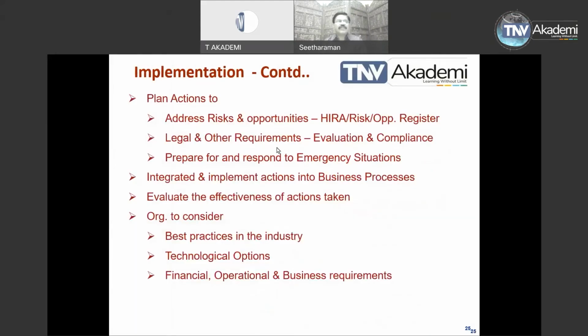Now implementation. We have to plan actions, whatever risk we identified, actions to address the risks and opportunities coming out of the HIRA risk and opportunity registers. Then legal and other requirements: what type of risk they are putting on the organization. We need to evaluate them and comply with them so that the risk is mitigated. If they say a particular gas level has to be less than 5 ppm, that is a risk they are posing from the regulatory point of view. So we have to see our operations, what the current level is and what we need to do to reduce it, so that employees are comfortably working, and we are also complying with the legal requirement.